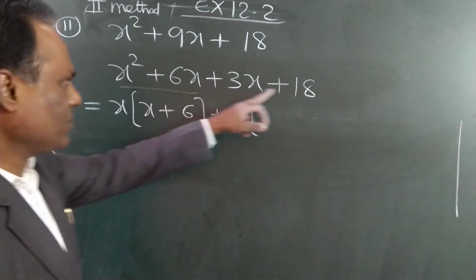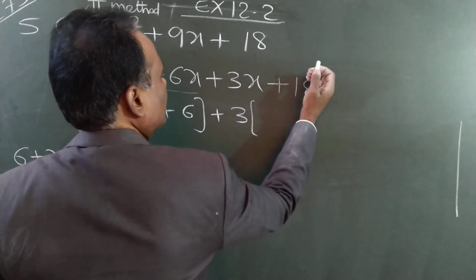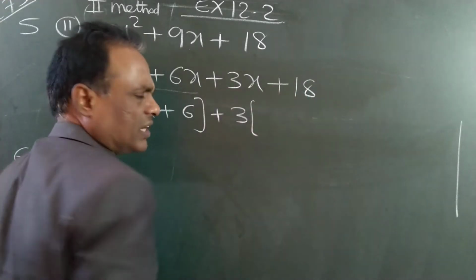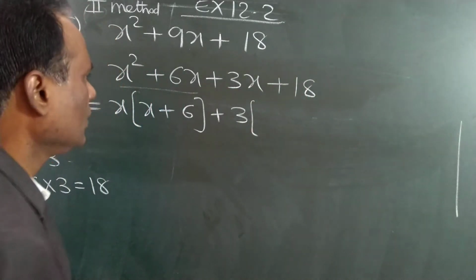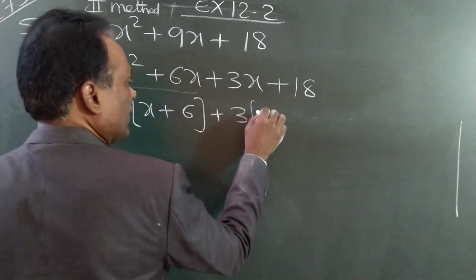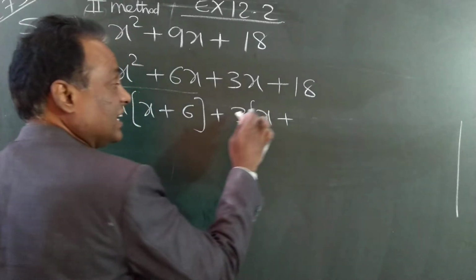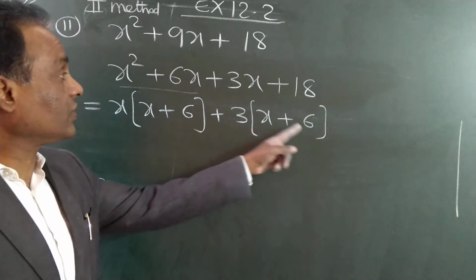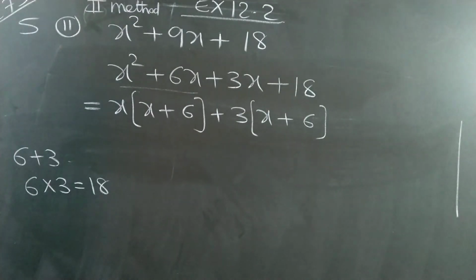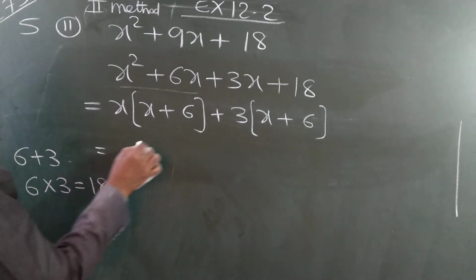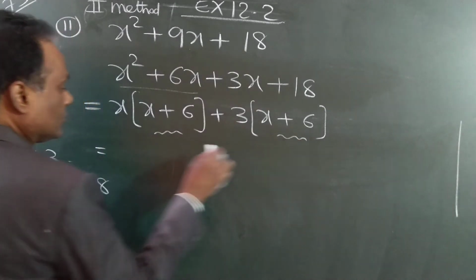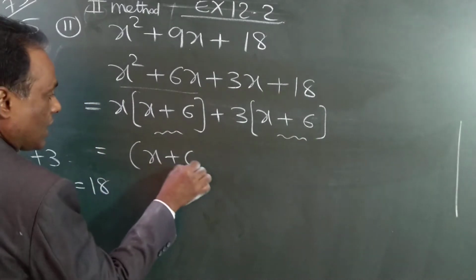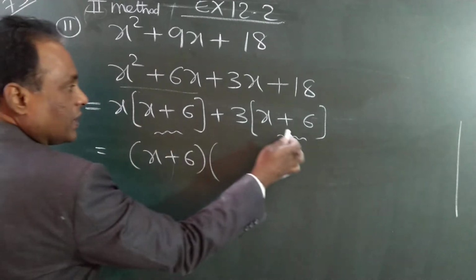Or you write it in one step like this: 6 into 3, like that also you can write. So 3 common, x remains. 18 is 3 into 6. 3 common, 6 remains. 3 into 6 is 18. Now x plus 6 common.